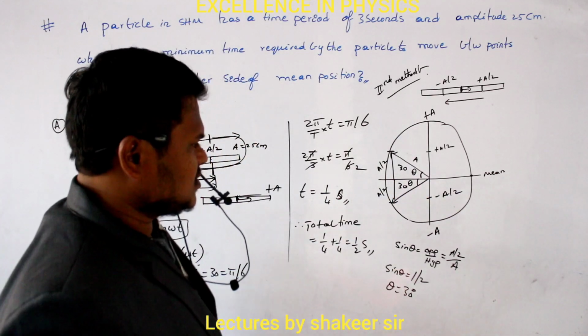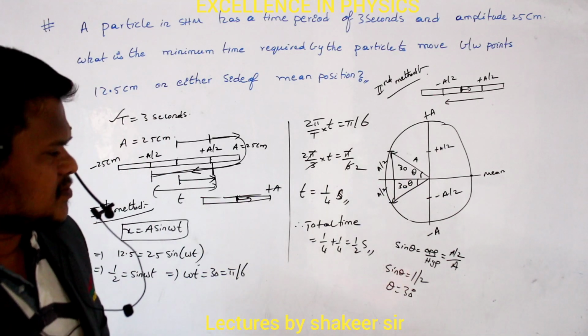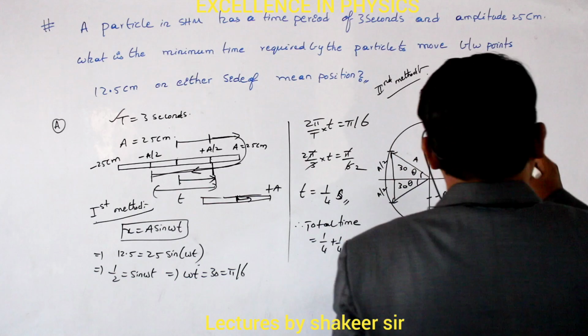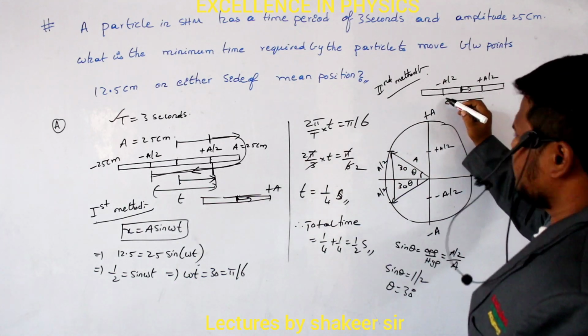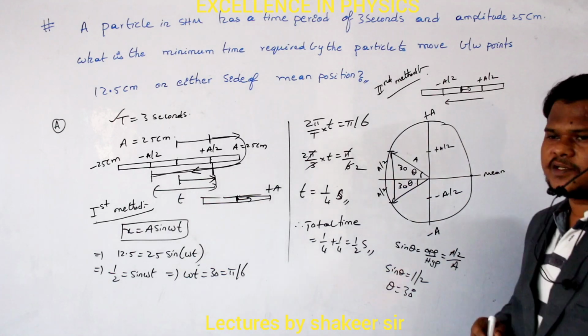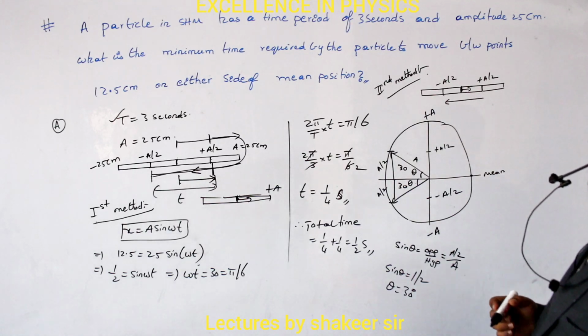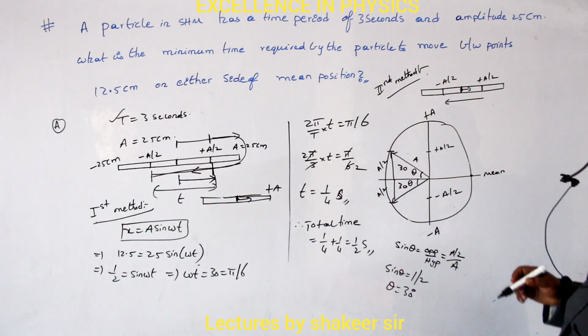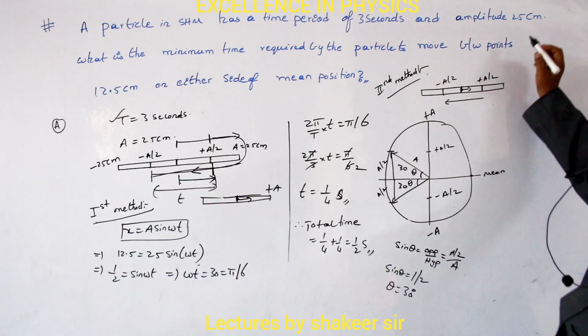So what is the phase difference between them? The phase difference between them is 60 degrees. That is, a particle traveling from plus a by 2 to minus a by 2 in minimum distance covers a phase of 60 degrees. Clear? So if the phase difference is 60 degrees, how can I calculate the time taken? For that we have already written a relation previously. What is that one?